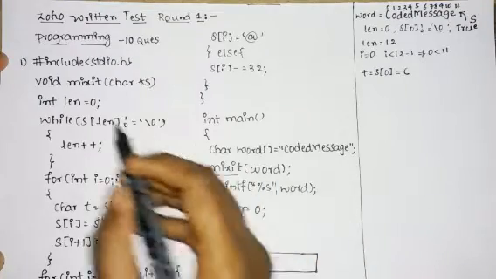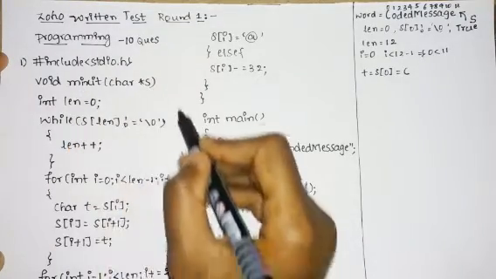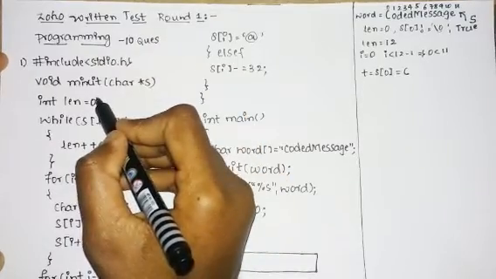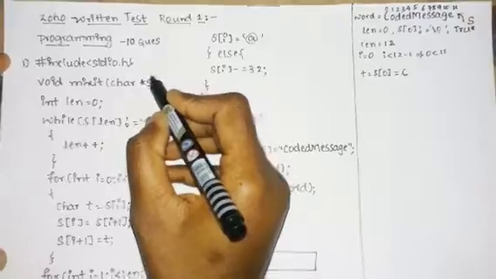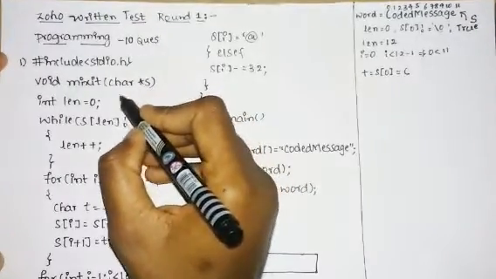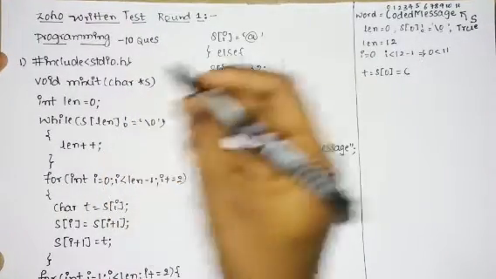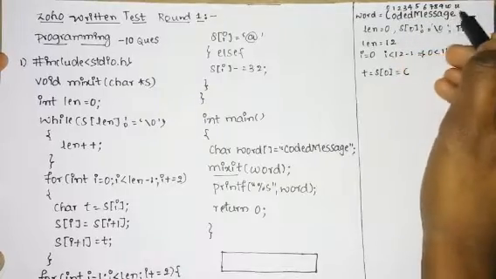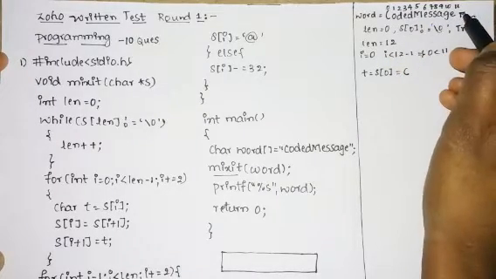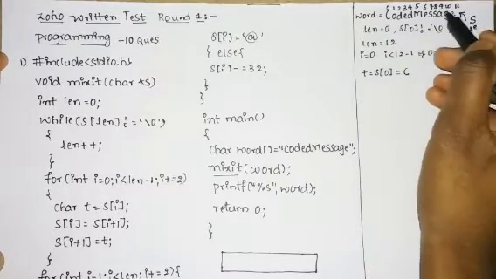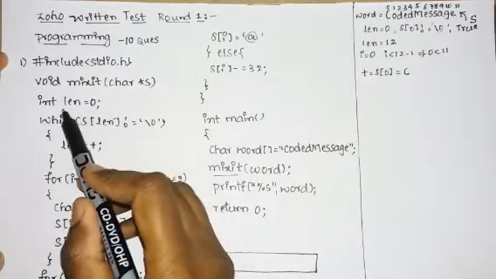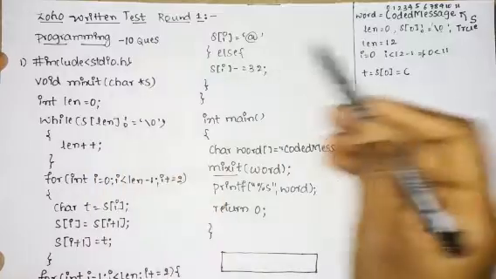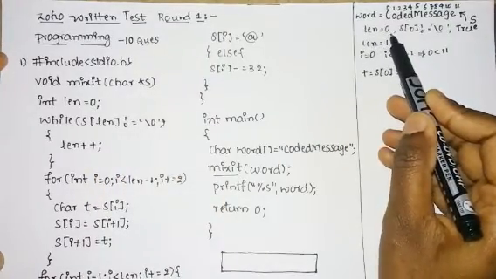Here you can see there is a call to a function, that is void mixit. Then we have char star s, which means s is a pointer pointing to a set of characters. This is the word, which includes a set of characters, and s is pointing to those characters. Then the length is initialized to 0.